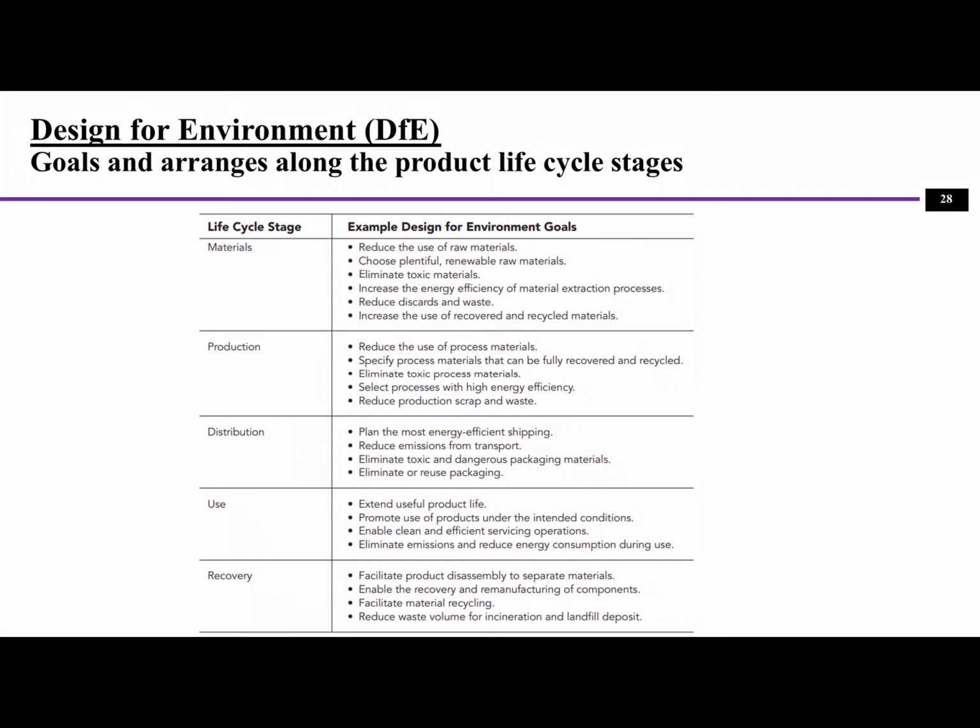Recover. So facilitate product disassembly to separate materials. There's design for remanufacturing or design for assembly. Right, so when you are designing a product, you have to design it so it can be easily disassembled, and also enable the recovery and remanufacturing of components, facilitate material cycling, and reduce waste volume for incineration and landfill deposits, because incineration and landfill usually generate much more emissions than other means of waste treatment.